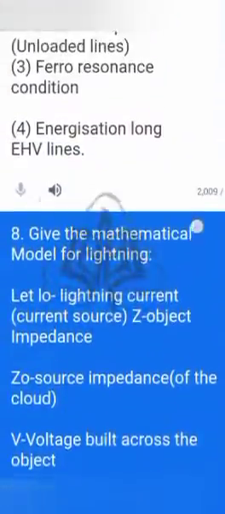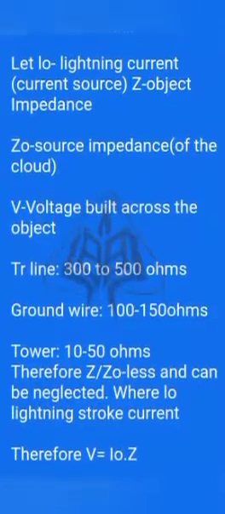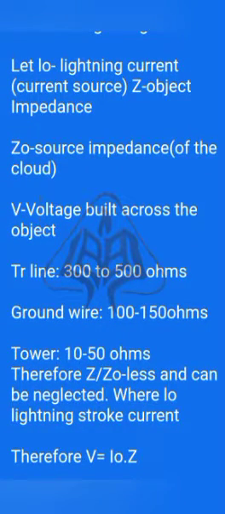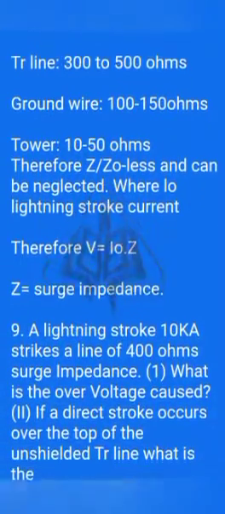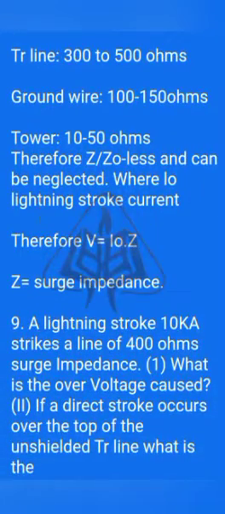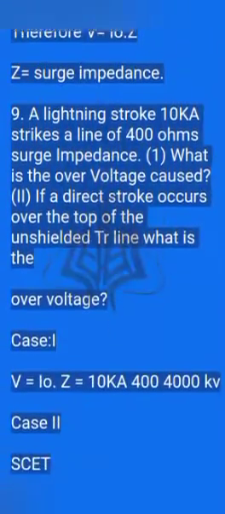8. Give the mathematical model for lightning. Let I0 be the lightning current source, Z0 the source impedance of the cloud, and V the voltage built across the object, the transmission line. Typical values: line 300 to 500 ohms, ground wire 100 to 150 ohms, tower 10 to 50 ohms. Therefore Z0 is large and can be neglected. Where I0 is the lightning stroke current, V equals I0 times Z, where Z equals the surge impedance.